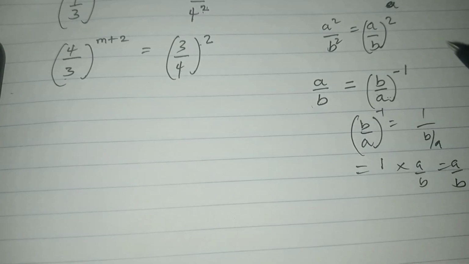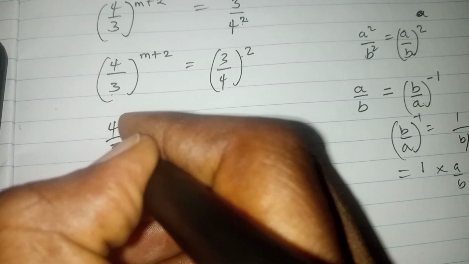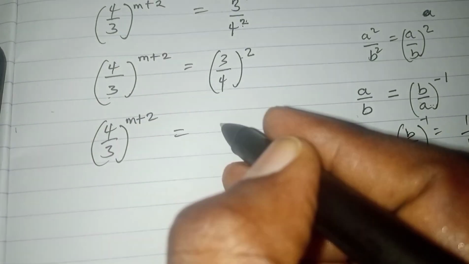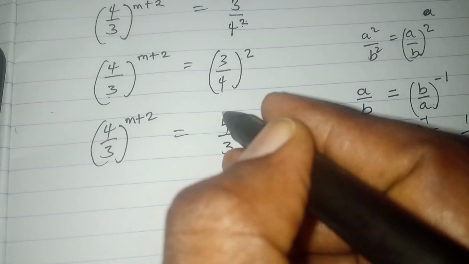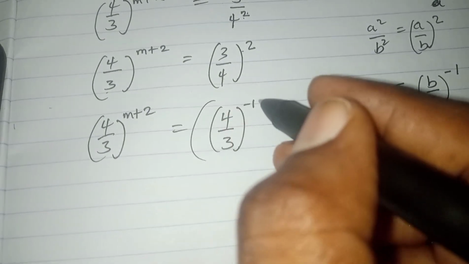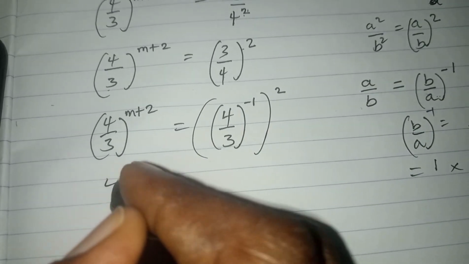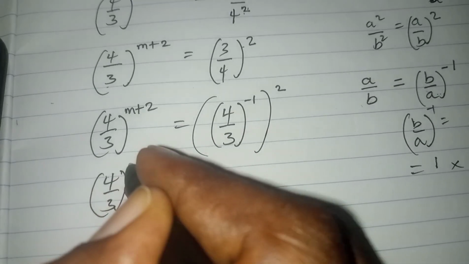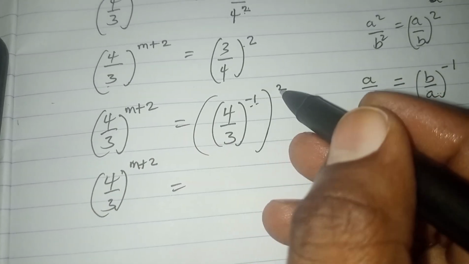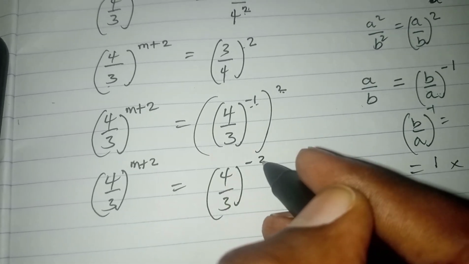All right. So likewise, we can say this is (4/3) raised to power m plus 2, which is equal to, now this is 4 over 3 now with a minus, because of this, then we have 2. So at the end of the day, we have (4/3) raised to power m plus 2 equals, we multiply powers, we have (4/3) raised to power minus 3.